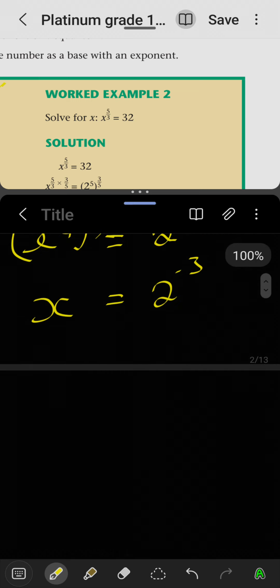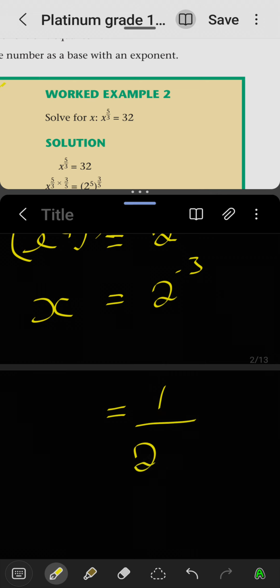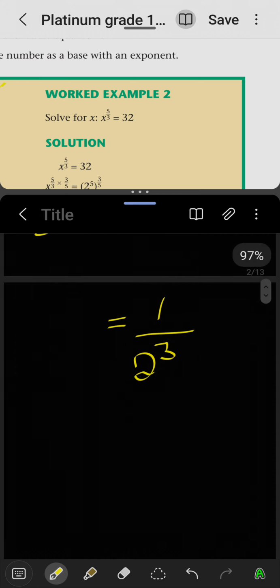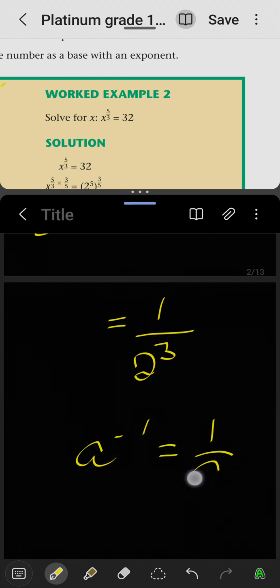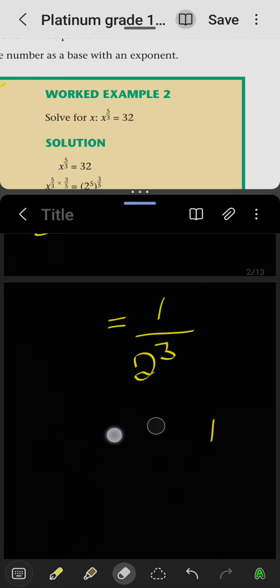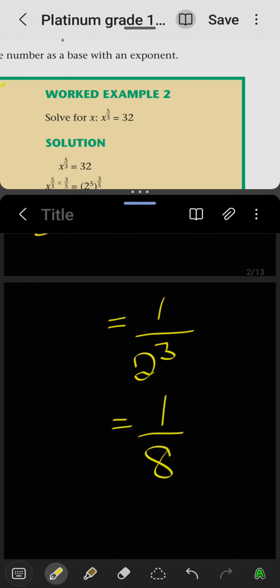That is your answer. But you can also write it like this, 1 over 2 to the power of 3. Remember, if the exponent is going down to the denominator, it becomes positive. You can write a to the power of negative 1 as 1 over a. So that's why we have written it like that. Then the answer is 1 over 8. You are done. That is the value of x. See you in the next video.